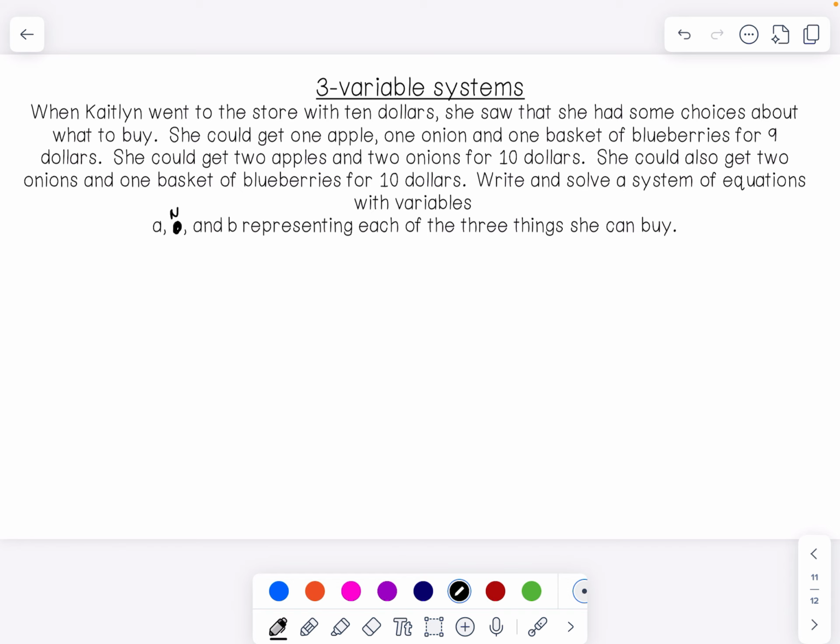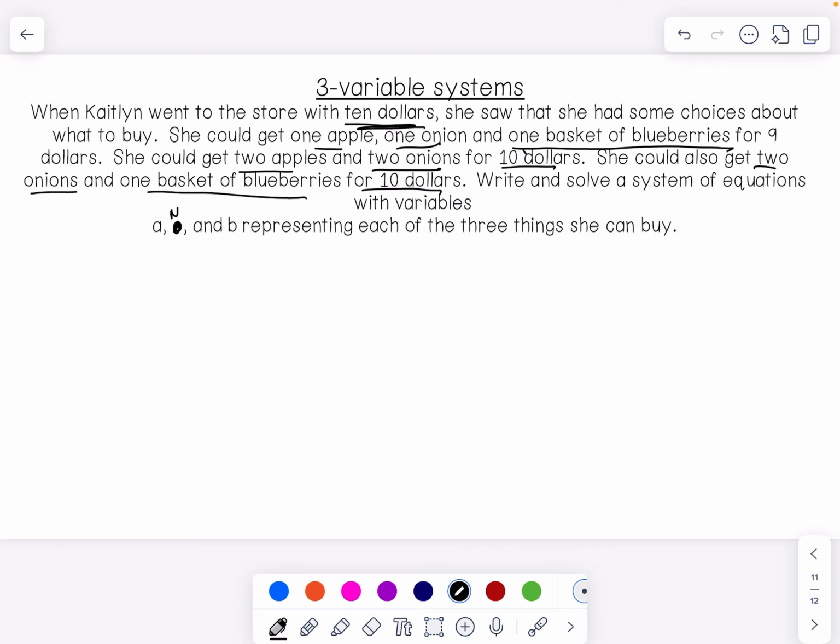It says when Caitlin went to the store with $10, she saw that she had some choices about what to buy. She could get one apple, one onion, and one basket of blueberries for $9, or she could get two apples and two onions for $10, or she could get two onions and one basket of blueberries for $10. Write and solve a system of equations with variables.